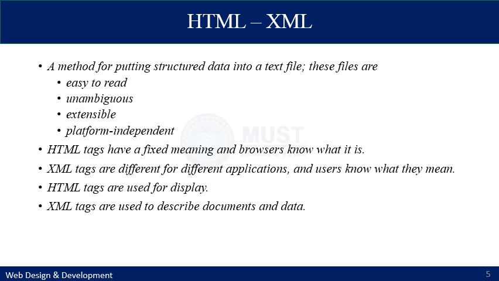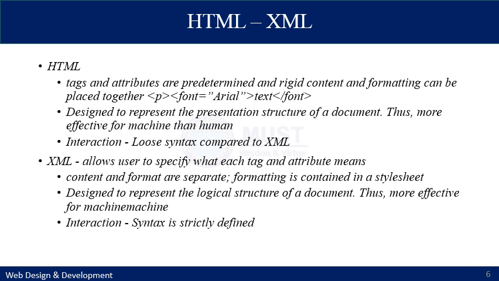On the other hand, HTML tags have a fixed meaning and only the browser knows what it is. XML tags are different for different applications and users know when and what they mean. HTML tags are used for display and XML tags are used to describe documents and data. There is no display information. So HTML tags and attributes are predetermined and rigid. Content and formatting can be placed such as paragraph or other elements.